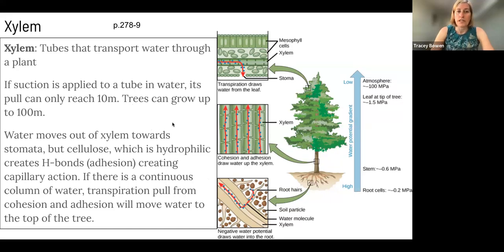So water moves out of the xylem towards the stomata, but cellulose, which is hydrophilic, creates hydrogen bonds through adhesion, and that's going to create capillary action, which is like a kind of crawling up of the water along the cellulose. If there is a continuous column of water, transpiration pull and cohesion and adhesion will move water to the top of the tree.